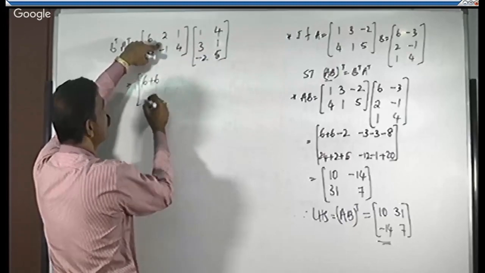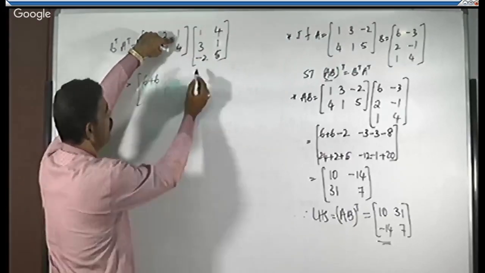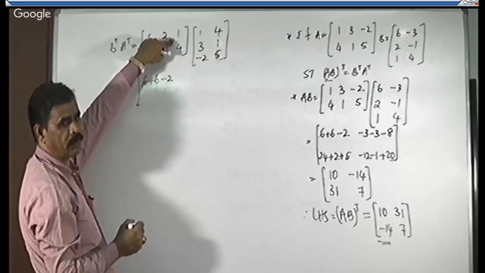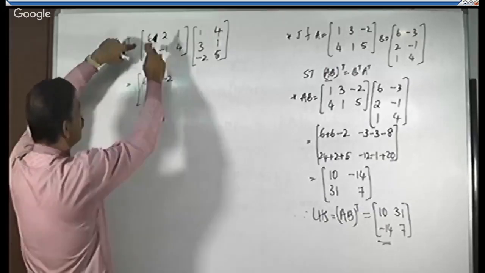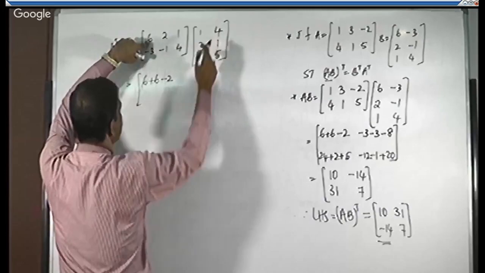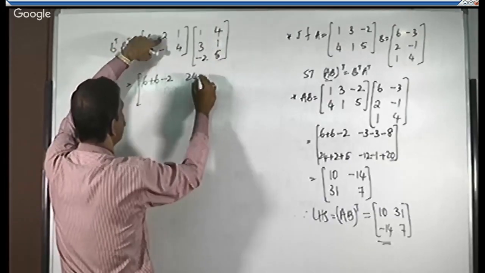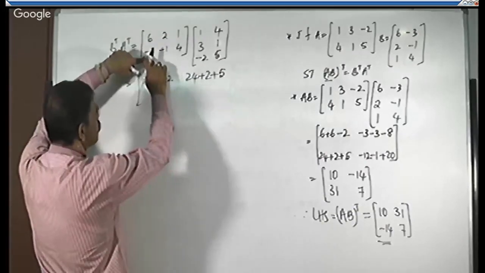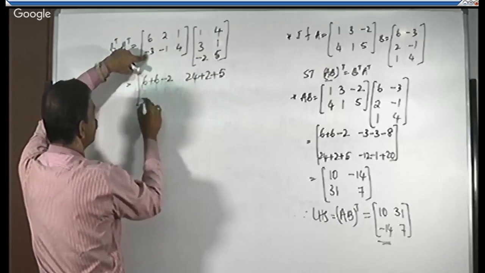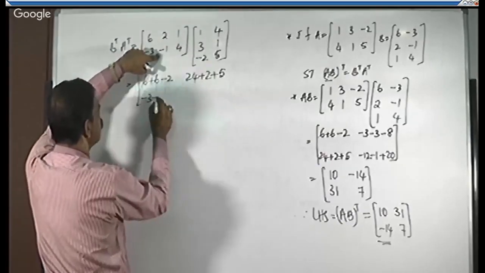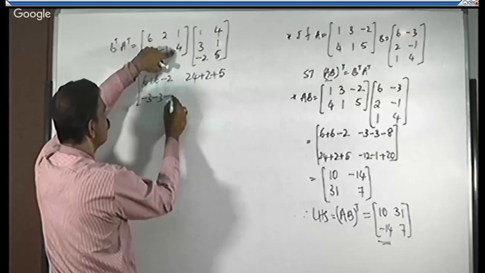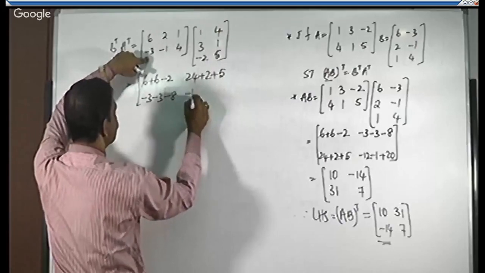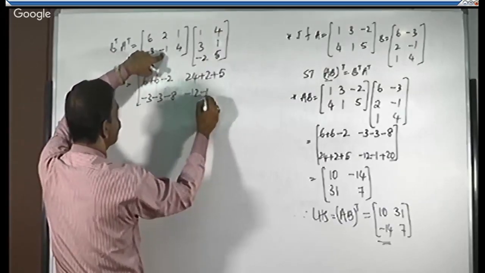Add it. Then third element is what? 1. Here third element is what? Minus 2. 1 into minus 2 is minus 2. The first row is multiplied with first column. Okay. Next, first row is multiplied with second column. 6 into 4, 24 plus 2 into 1, 2 plus 1 into 5, 5. Next, second row, first column, minus 3 into 1, minus 3, minus 1 into 3, minus 3, 4 into minus 2, minus 8.